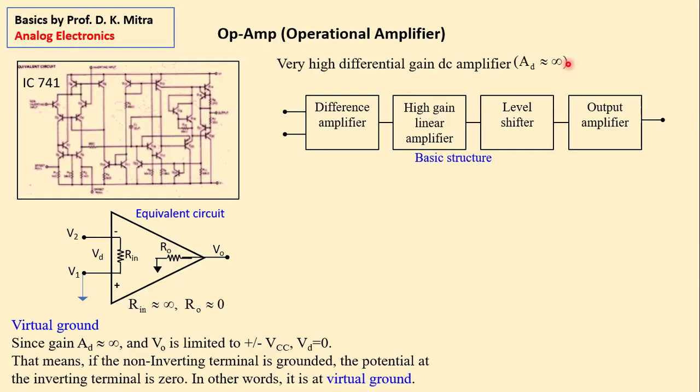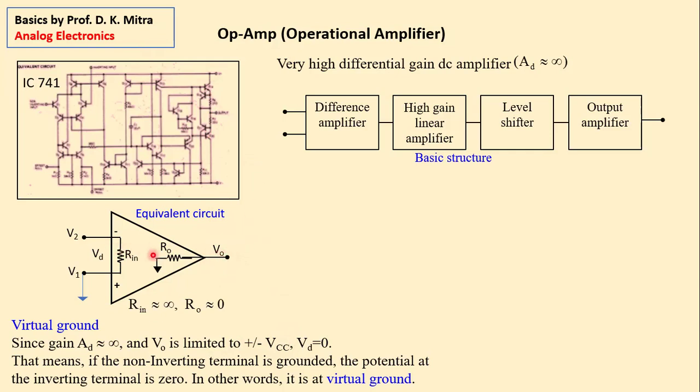If you provide power supply by plus minus 10 volt, then output will be limited to plus minus 10 volt, right? It will be slightly less than 10 volts, say maybe plus minus 9.9 volt. So since AD or differential gain is infinity, VO is limited to plus minus VCC. So this is always limited to plus minus VCC. This is not infinite. This can never be infinite. You cannot get 1 lakh volt output of an IC by providing only 10 volt input. This is unthinkable. So this is 10 volt.